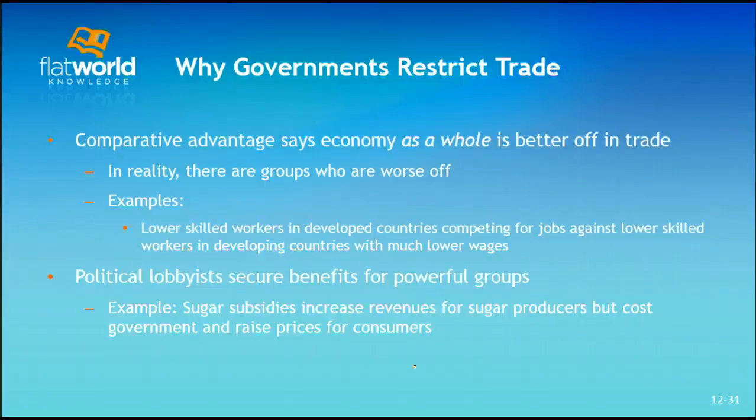Now, why else might governments restrict trade? Well, political lobbyists. You've heard of these kinds of companies or even individuals. They may secure benefits for very powerful groups. In the United States, there are subsidies on sugar. Why? Well, in part because the United States government, again, likes to make sure that it keeps farmers in business, but also because the sugar farmers have hired very powerful lobbyists who have managed to secure ways to restrict trade.